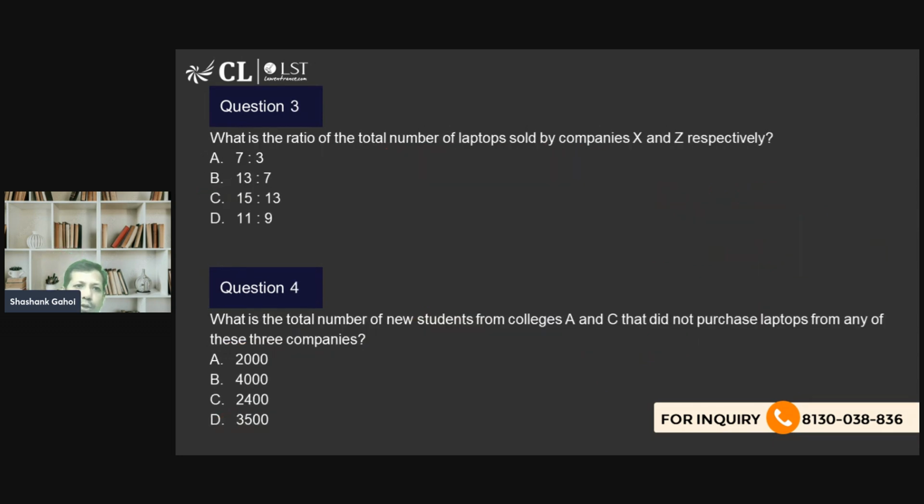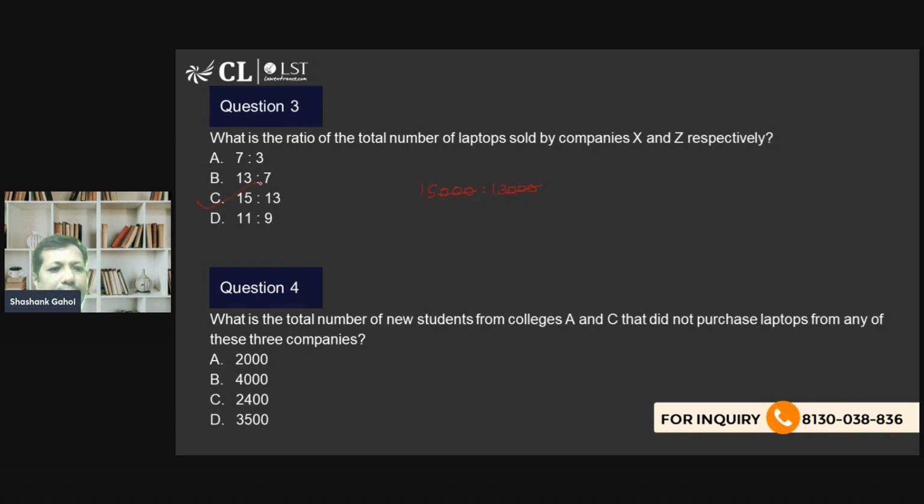Now let's look at question number 3. What is the ratio of number of laptops sold by company X and Z respectively? So how many laptops is company X selling? That is 15,000. How many laptops is company Z selling? That is 13,000. So what is the ratio? So that comes out to be 15 is to 13. So the answer of this question is going to be option C. We can directly get the answer.